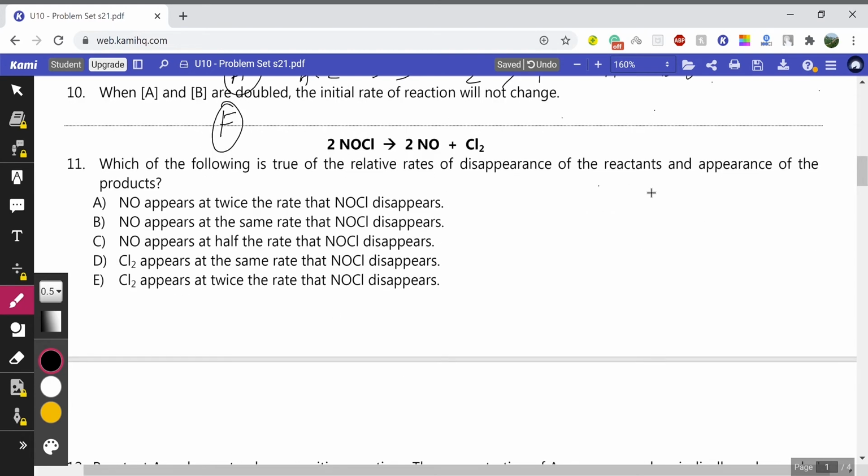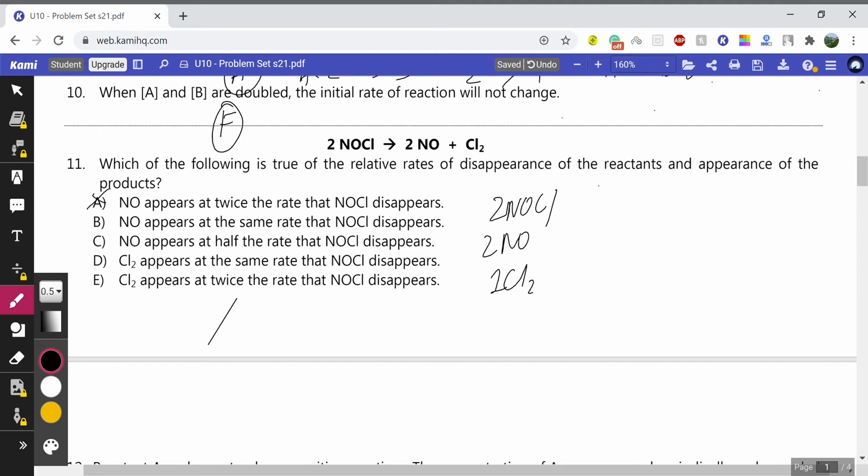Which of the following is true for the rates of disappearance and rate of appearance? So NO appears twice as fast? This is molar ratio, stoichiometry: 2 NOCl for 2 NO for 1 Cl2. So NO appears at twice the rate as NOCl disappears? NO and NOCl are equal number of moles, so they disappear and appear at the same rate.